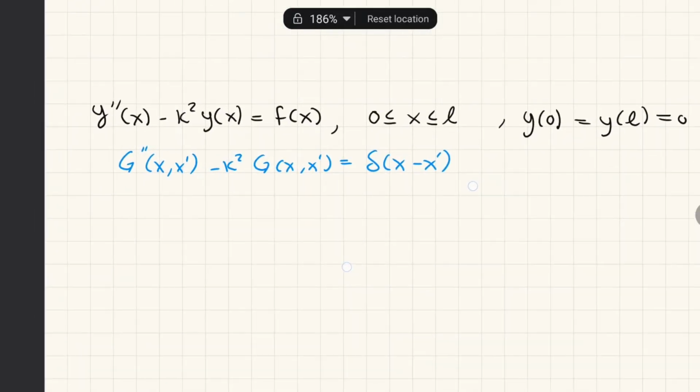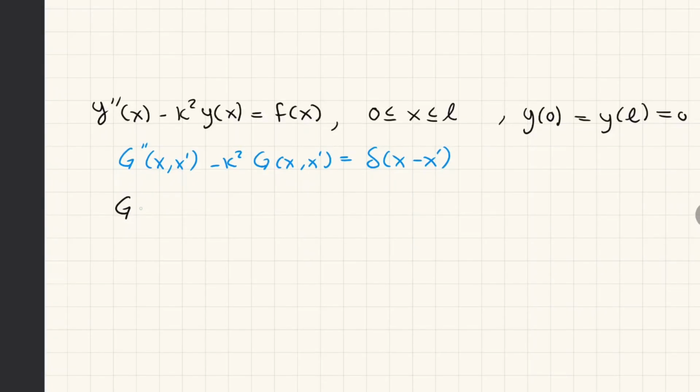Okay, and we know that for a given x prime that is between 0 and L, we can split the problem into two pieces. We can define a Green function that is going to be of one form between 0 and x prime, and then from x prime to L, it will have a different form. So we are going to define it in the following way.